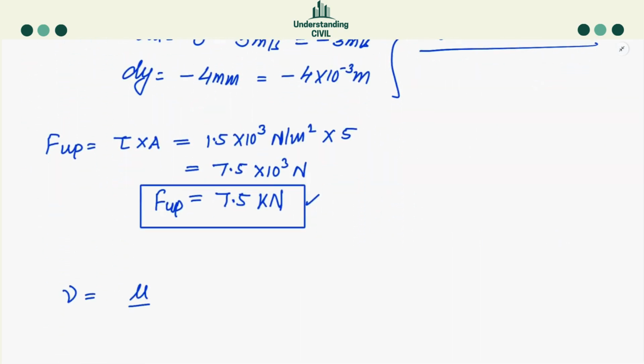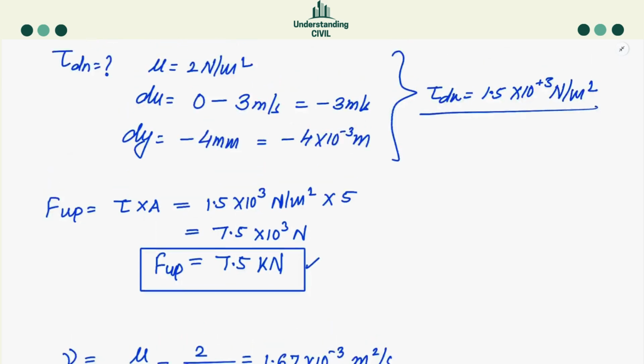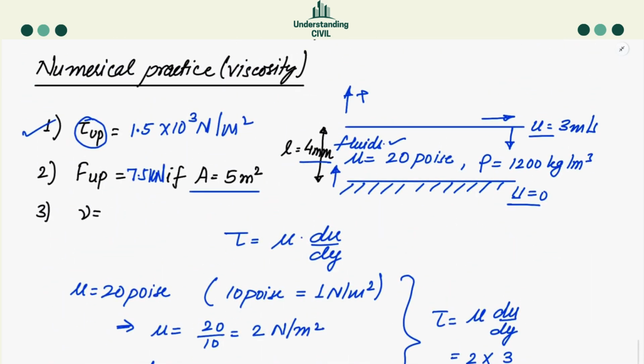Now you have been asked the kinematic viscosity. Kinematic viscosity is mu by rho. Mu is 2 Newton second per meter square and the density is 1200. So this will be 1.67 into 10 raised to the power minus 3 meter square per second. So that's the value, I can write it at the top. Right? Next numerical, a bit more complicated one, in the next lecture.